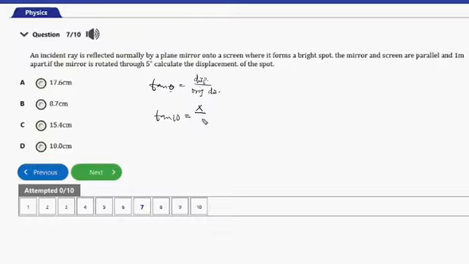So we call that x over the original distance, which is 1 meter, and that's 100 cm. So in that case, if we make x the subject of this equation, it becomes tan 10 times 100 cm, and that will give us 17.6 cm. So that's option A here. So that's it for this question. Let's go ahead and consider the next question, guys.